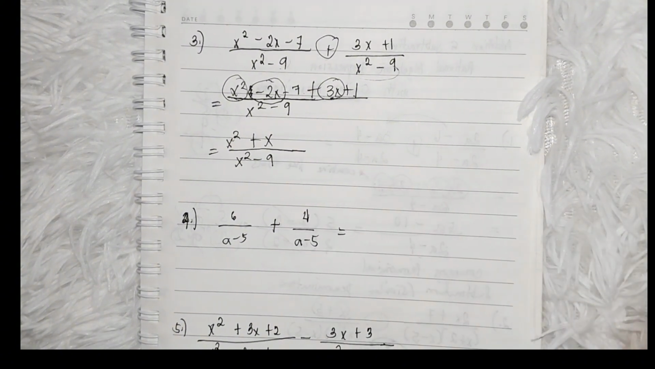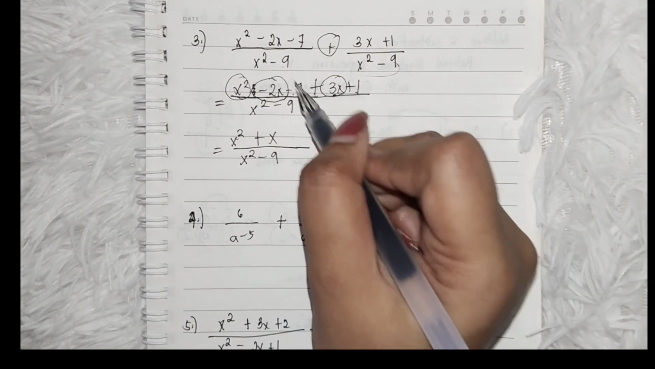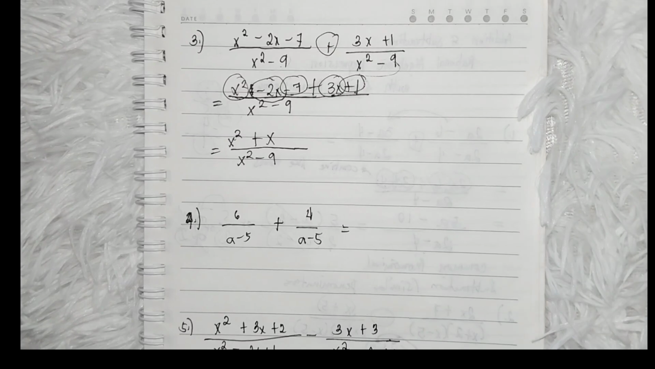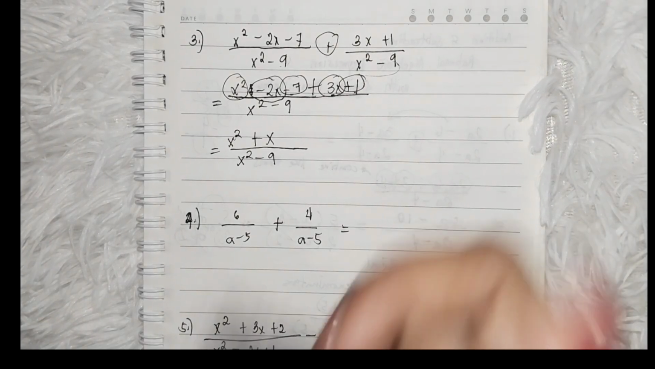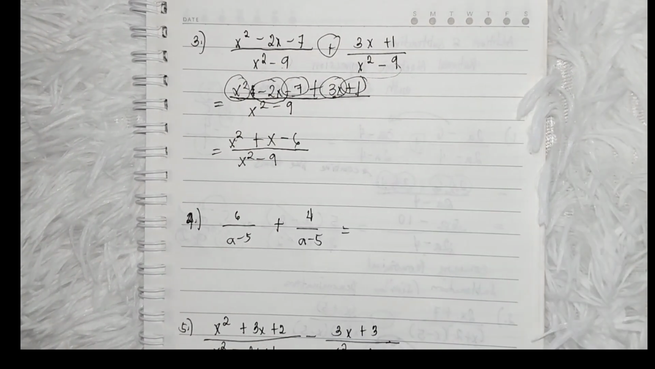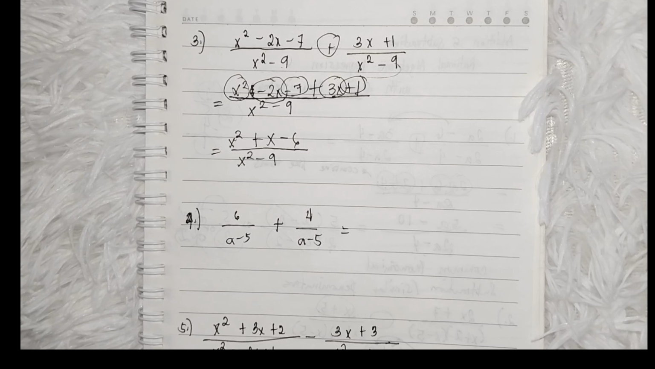And then, right after that, meron ka namang negative 7, which is ka-like term niya si positive 1. Negative 7 plus 1, of course, you'll be having negative 6 in there. Okay? So, ganun lang siya kasimple. X squared plus x minus 6 over x squared minus 9.